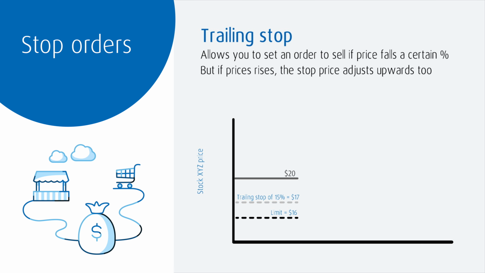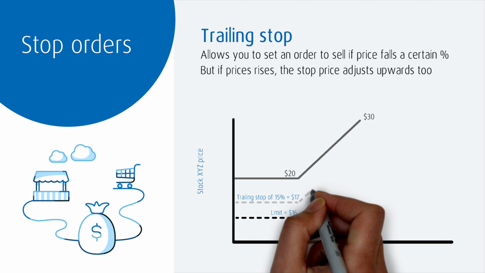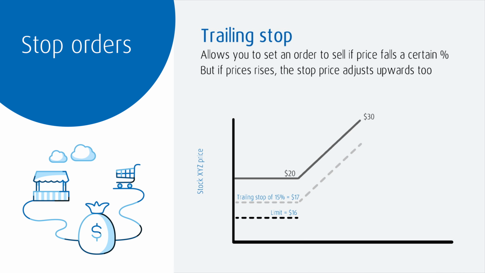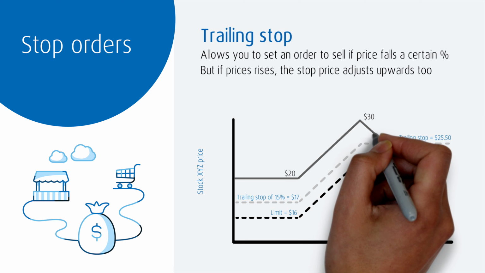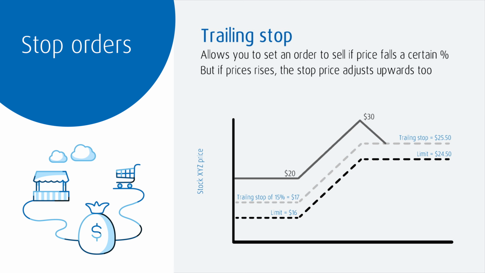But let's see what would happen if the stock went up before going down. Let's say it never got down to $17 and instead kept going up for consecutive days and closed at a price of $30 one week later. The trailing stop would automatically reset as the price went up. At a new closing price of $30 per share, our new stop price would be reset to 15% below $30, or $25.50, with a limit price of $24.50. Now, if the stock went down to $25.50, our stop order would get triggered to sell our position at no less than $24.50.